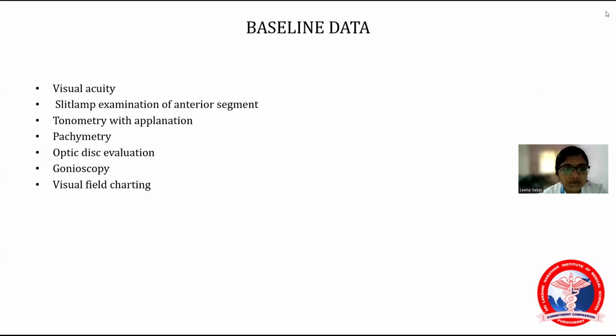Baseline data includes examination also. So first we have to check the visual acuity, slit lamp examination of anterior segment. Then we have to measure the IOP by applanation tonometry. Then central corneal thickness measurement by pachymetry. Next comes the optic disc evaluation, gonioscopy, and visual field charting.